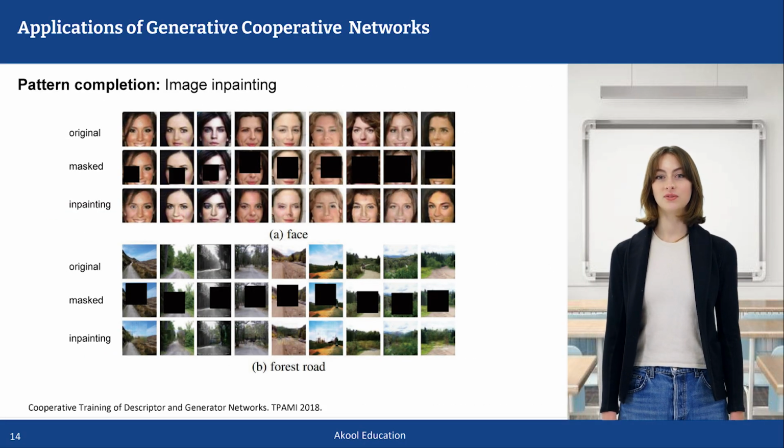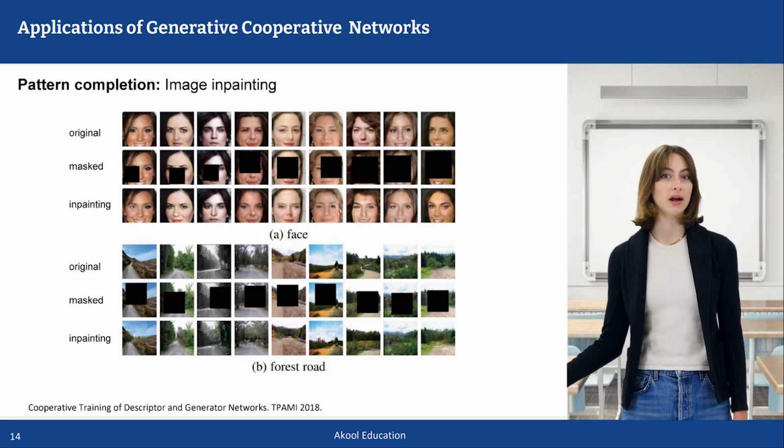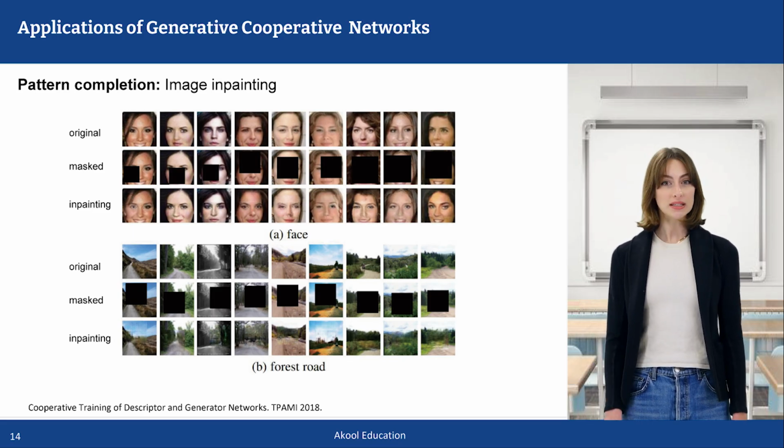Another application of generative cooperative networks is image inpainting. Given a masked or corrupted image, the model can collaboratively complete the missing regions. Before performing the inpainting task, the model is trained on a fully observed data set.